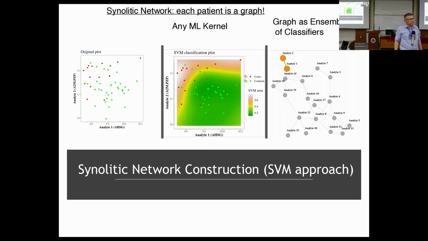Am I right that the Synolitic network is constructed by two features? Each weight is constructed by two features. Yes, but altogether we use all pairs of features. So between these two, we construct this boundary, and it means that for these two features we construct an independent classifier. When a new patient is analyzed, these two features are analyzed with this classifier, and we get a weight this way. These two features are analyzed by another classifier. So we are getting a matrix of classifiers.